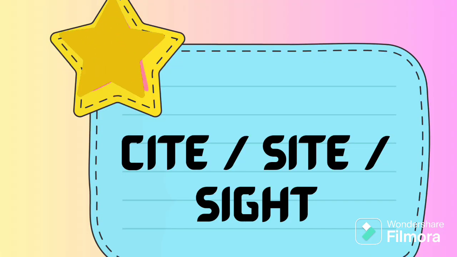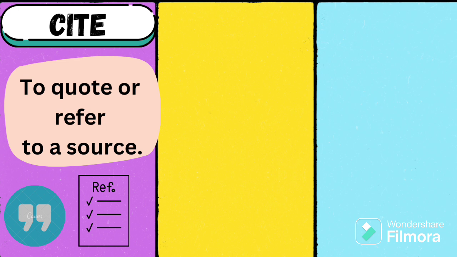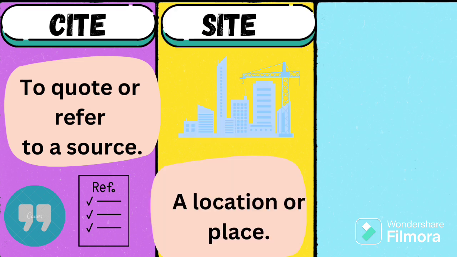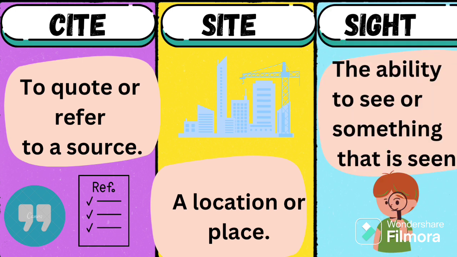Cite, to quote or refer to a source. Example, make sure to cite your references in the essay. Site, a location or place. Example, the construction site is closed off. Sight, the ability to see or something that is seen. Example, the mountain view was a breathtaking sight.